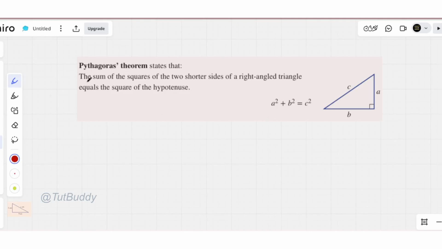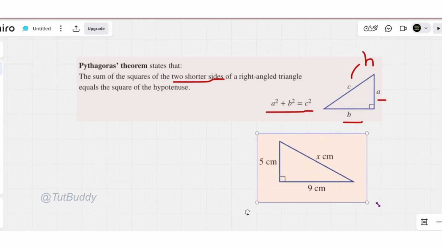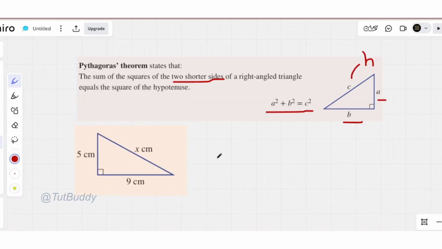Today, we're going to practice questions using the Pythagoras theorem. The theorem says that, in a right-angled triangle, the sum of the squares of the two shorter sides is equal to the square of the hypotenuse, which is the side opposite the 90-degree angle. All right, let's solve our first question.